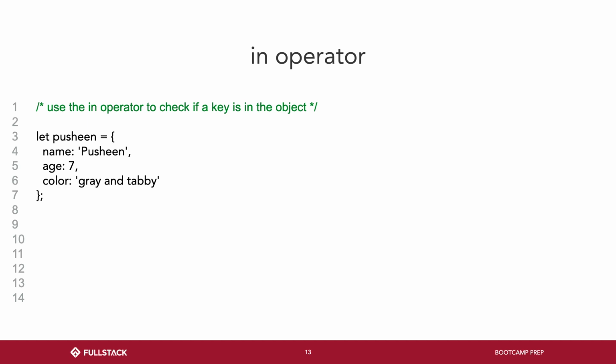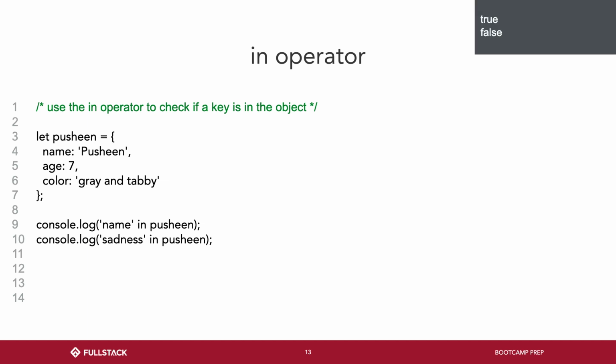The in operator you can use to check if something is in the object. So if I do console.log name in Pusheen, sadness in Pusheen, it returns true or false. You write the key you're looking for, space, then in, which is a keyword in JavaScript, and then the object you're looking at. This will return a Boolean whether that key exists inside of the object or not. Okay?